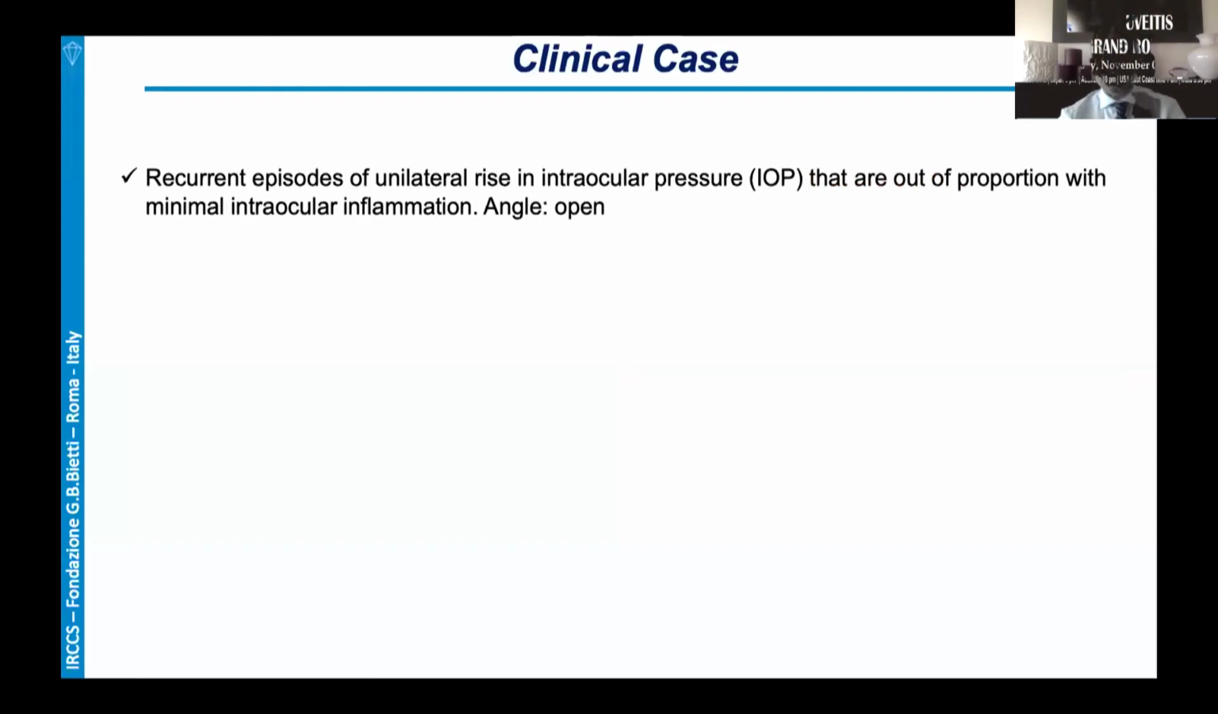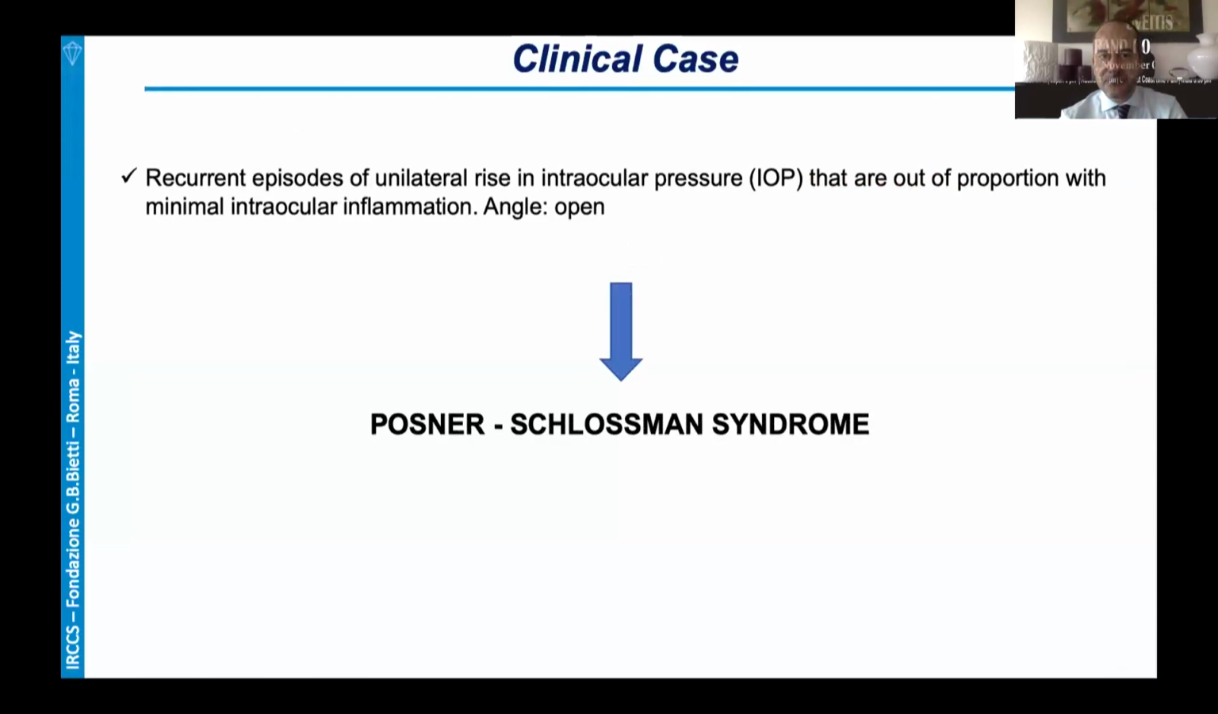And so we have a patient with recurrent episodes of a unilateral rise in IOP that are out of proportion with a minimal intraocular inflammation. So this is a case of Posner-Schlossman syndrome.